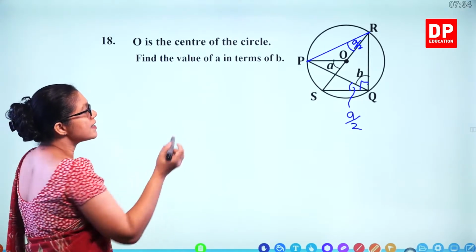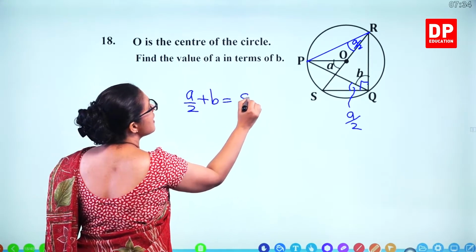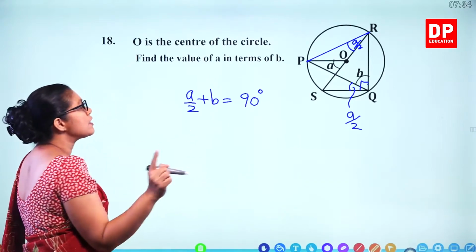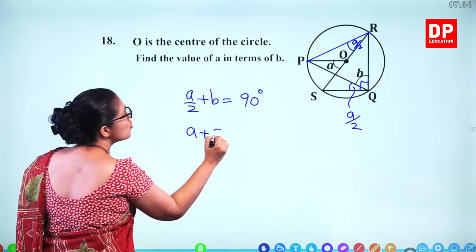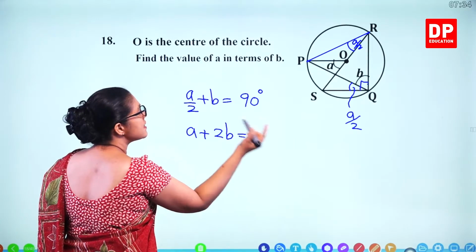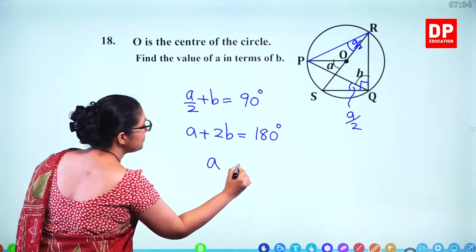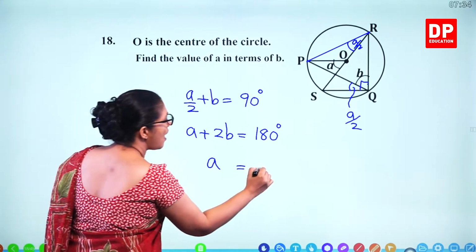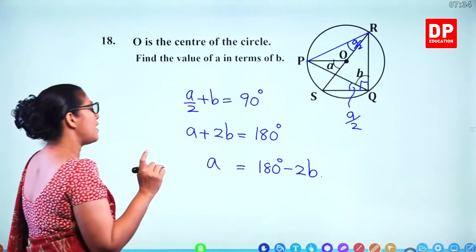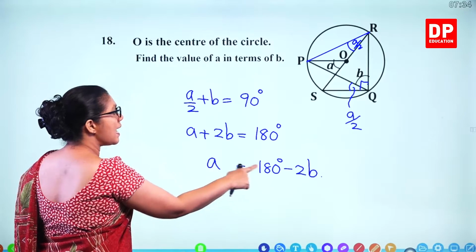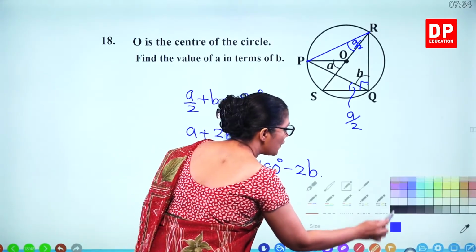So we can write A over 2 plus B equals 90 degrees. Now multiply everything by 2. So you get A plus 2B equals 90 times 2, 180. So what is A? A becomes 180 minus 2B. So that's the value of A in terms of B. So you get 2 marks for that.